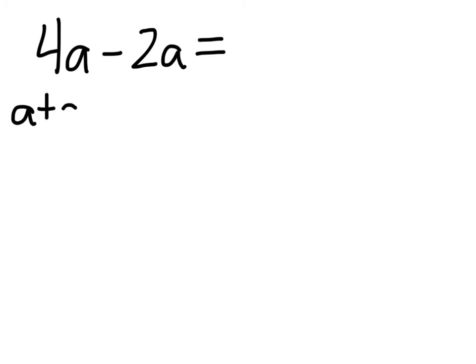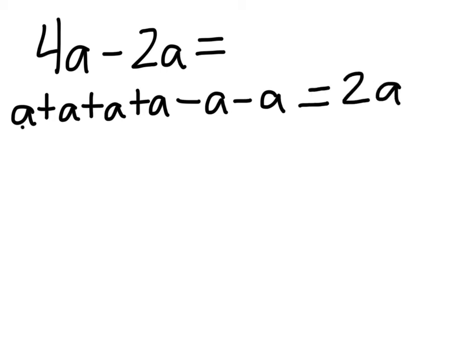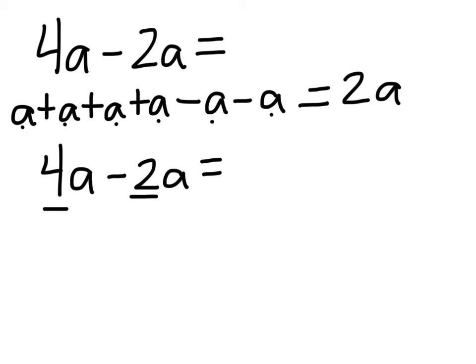Now let's simplify 4A minus 2A. Once again, you can think about this one of two ways. You can either consider 4A as A plus A plus A plus A minus A minus A, because we have 2A's that we're subtracting away, which gives us 2A's, right? 1 plus 1 is 2 plus 1 is 3 plus 1 is 4 minus 1 is 3 minus 1 is 2. So we have 2A's left. The other way we can think about this is we have a coefficient of 4, a coefficient of 2. We subtract the 2 from the 4 to get 2 and put our A back on to give us 2A.